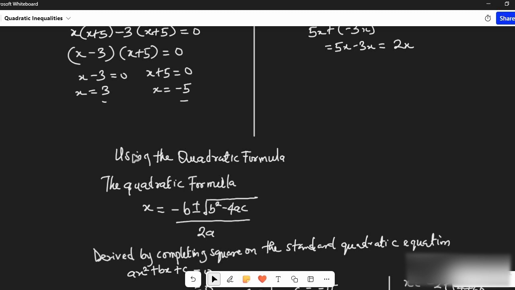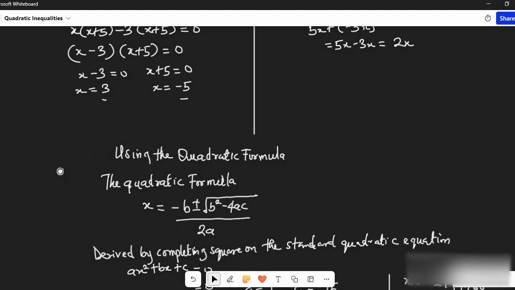Okay, so now we know the roots of the equation. So what's the next step? So now we know the zeros of the function to be 3 and minus 5. So how do we use the number line to solve the inequality? This is where we use the number line to see how the function changes around 3 and minus 5, which are the zeros of the function.